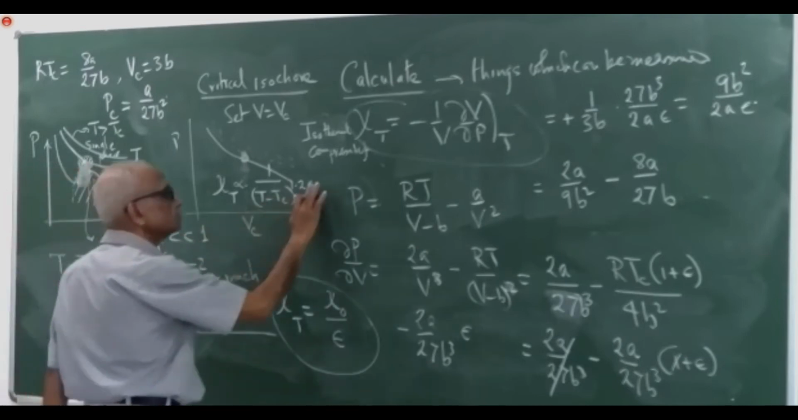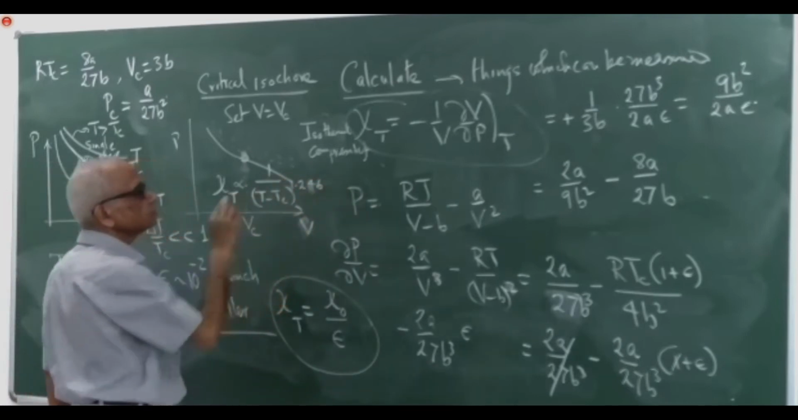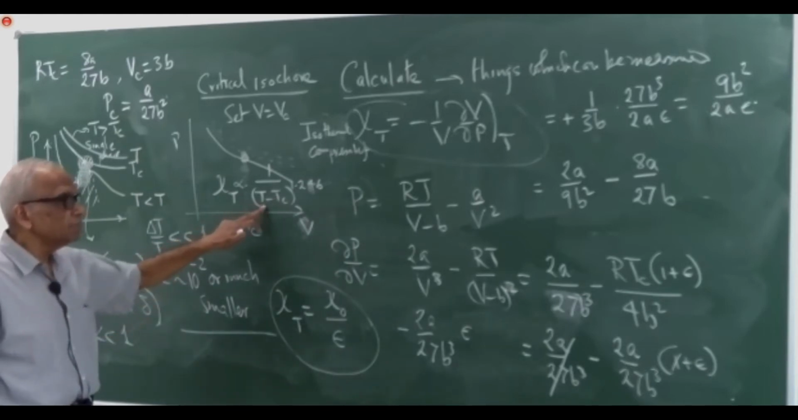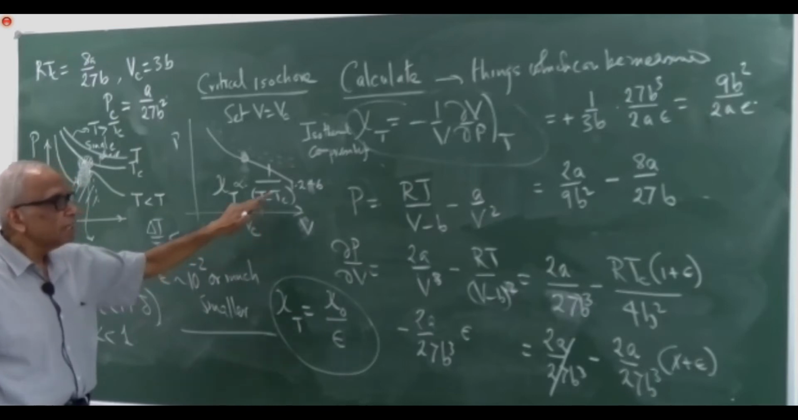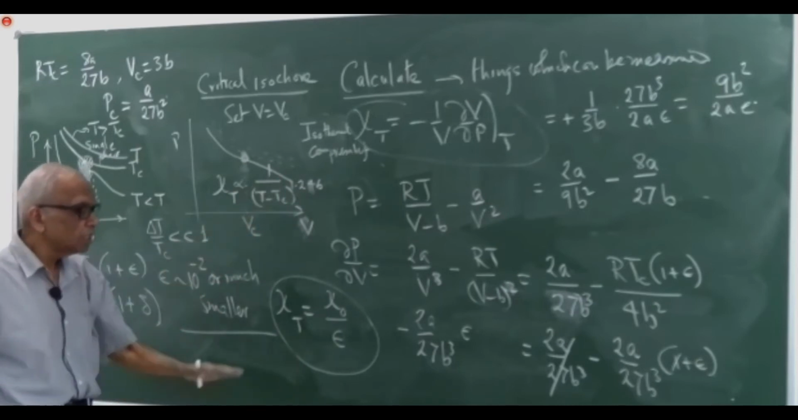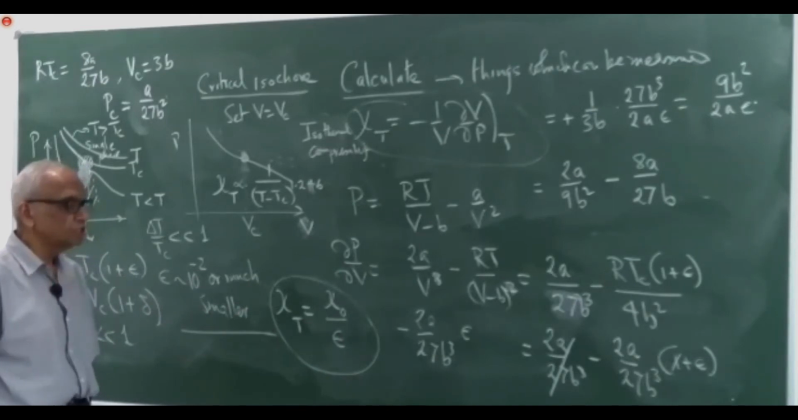Sorry, 1.246. So that's what you find if you do the experiments. It certainly blows up as T goes near Tc, and the exponent with which it blows up is 1.246 and so on, not the one which I have found over here.